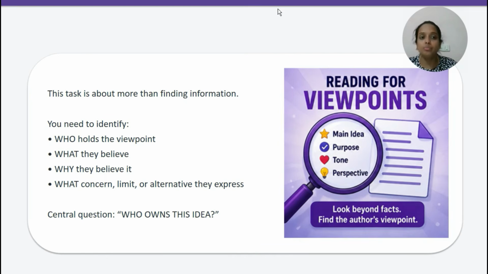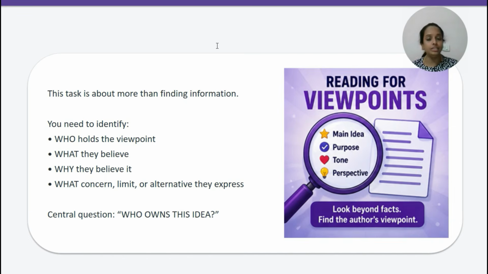This video is about IELTS reading for viewpoints. Let me give you two opinions. Person A says working from home can improve people's quality of life because they spend less time commuting. And person B says working from home can improve people's quality of life because employees have greater control over their schedules. Now imagine IELTS gives you the statement, okay?